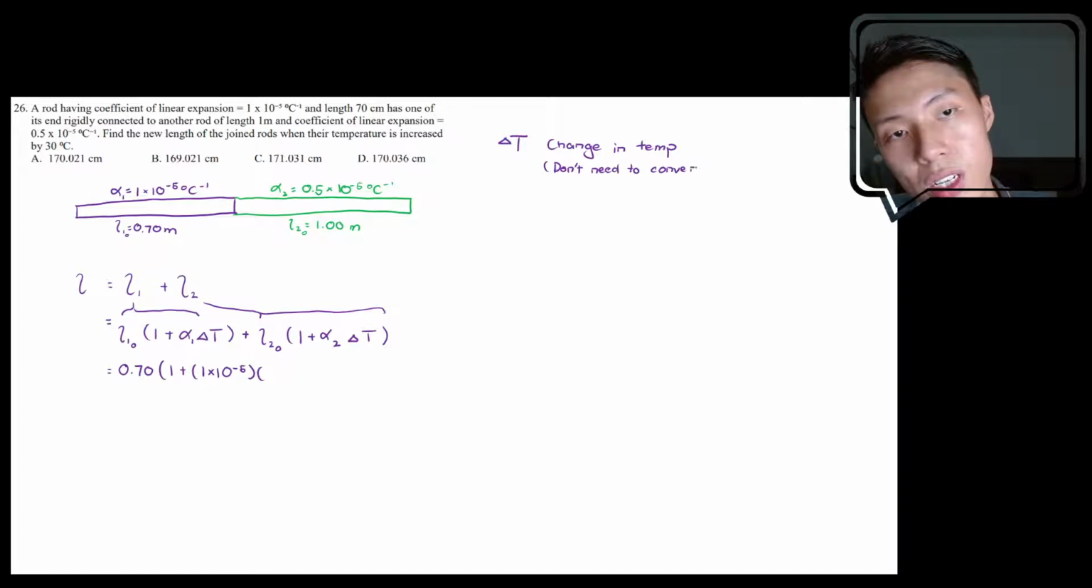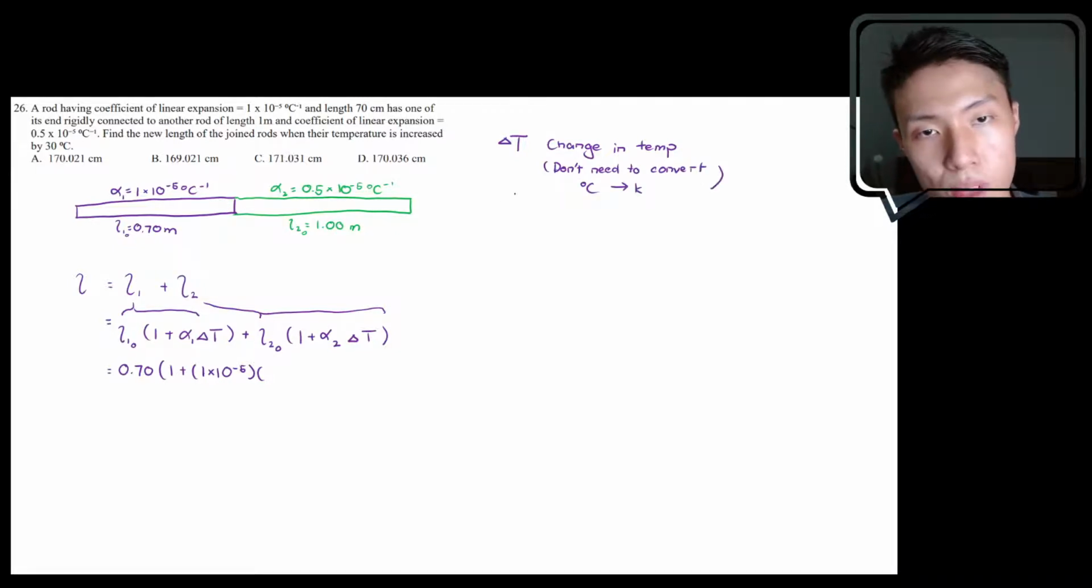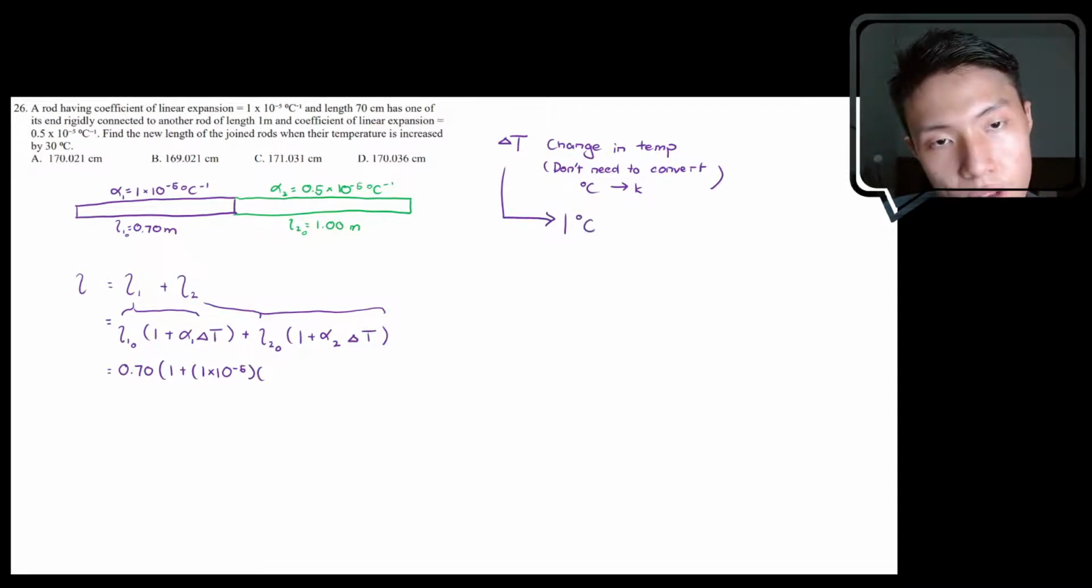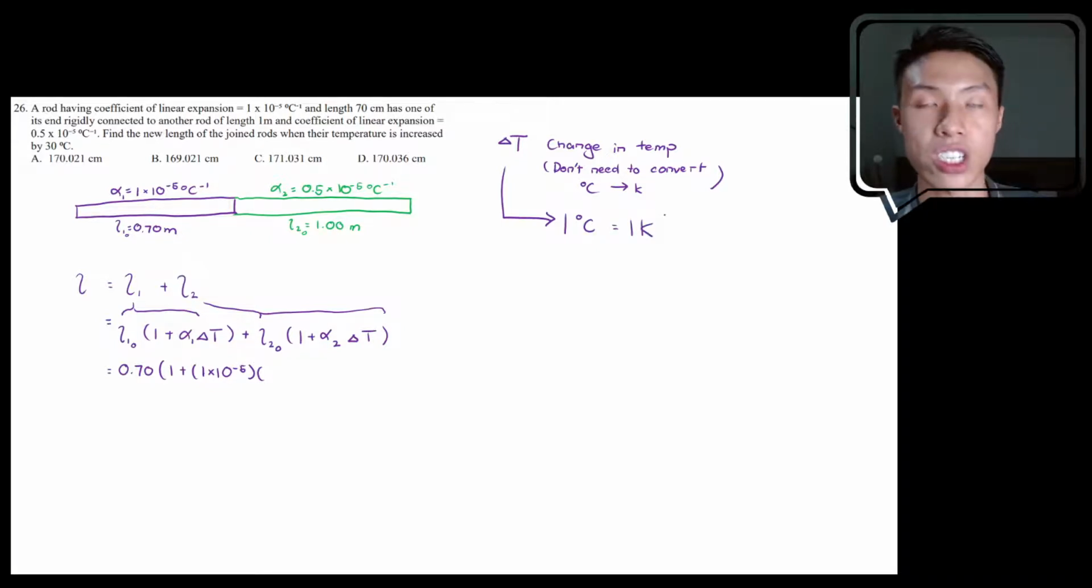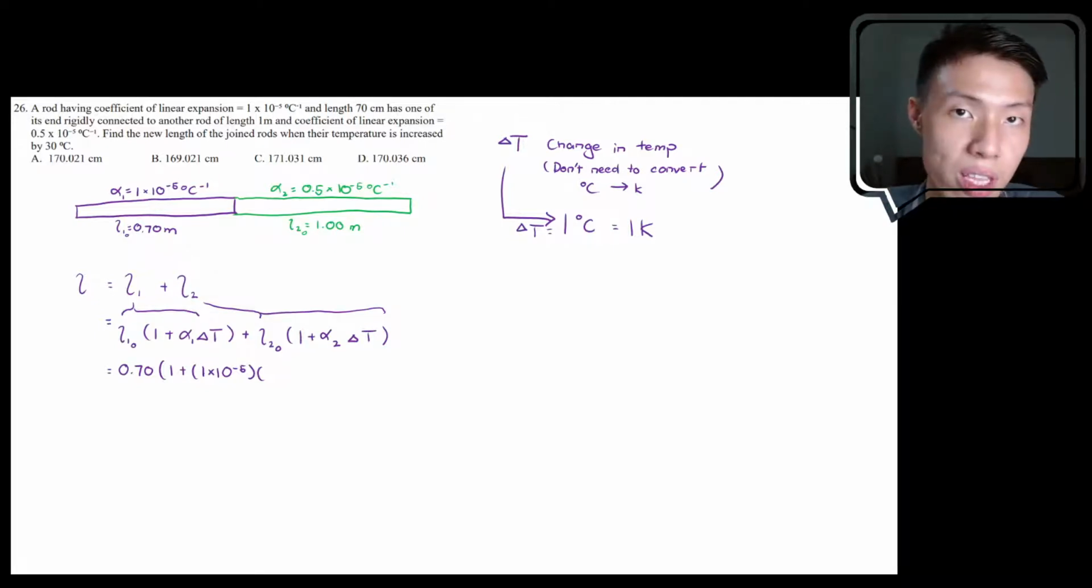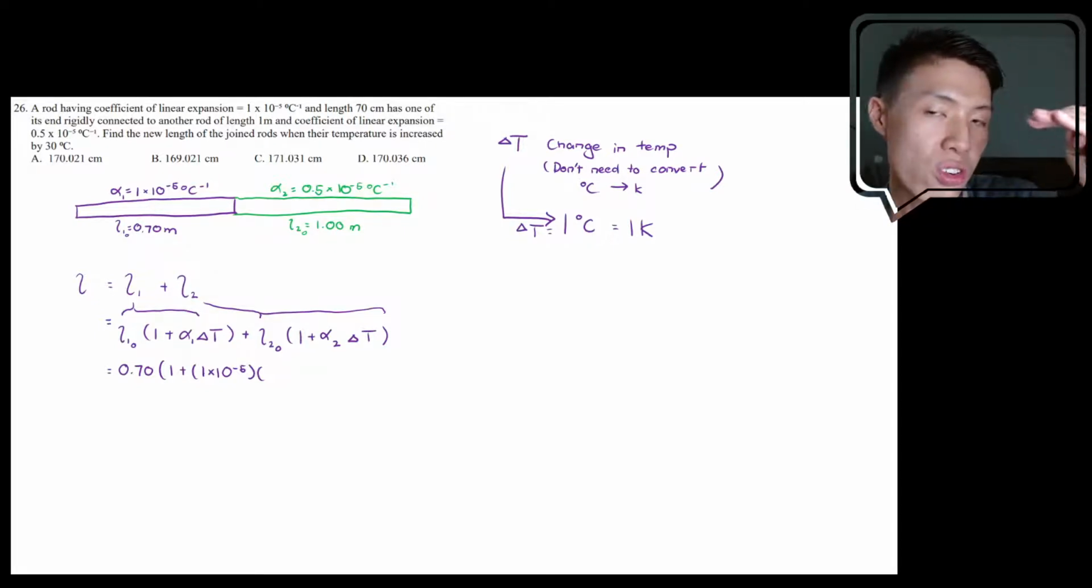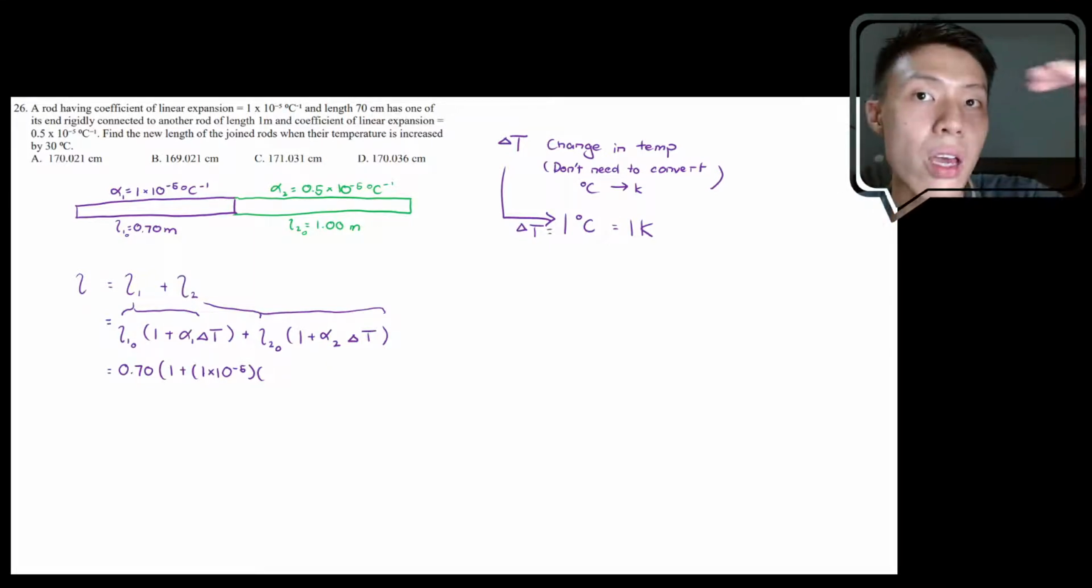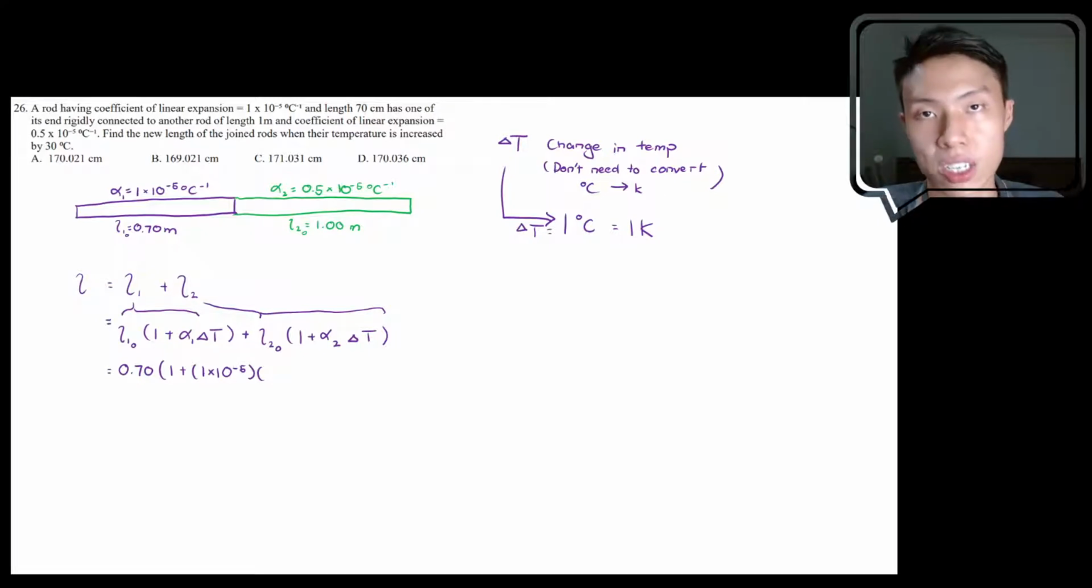Between degrees Celsius to Kelvin. Why do we need this? Because for a change in temperature, 1 degree Celsius of change is equivalent to 1 Kelvin of change. Okay, delta T equals 1 degree Celsius is equivalent to delta T equals 1 Kelvin. If you increase a certain material by 1 Kelvin, it's equivalent to saying that you increase it by 1 degree Celsius. The change in temperature is the same.